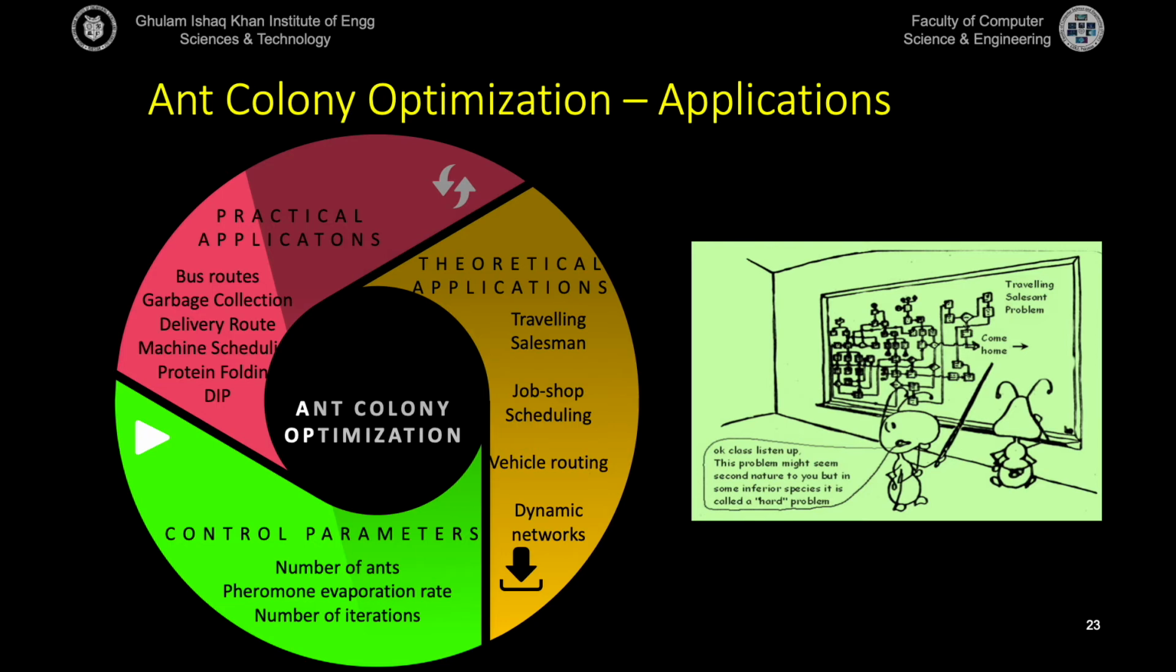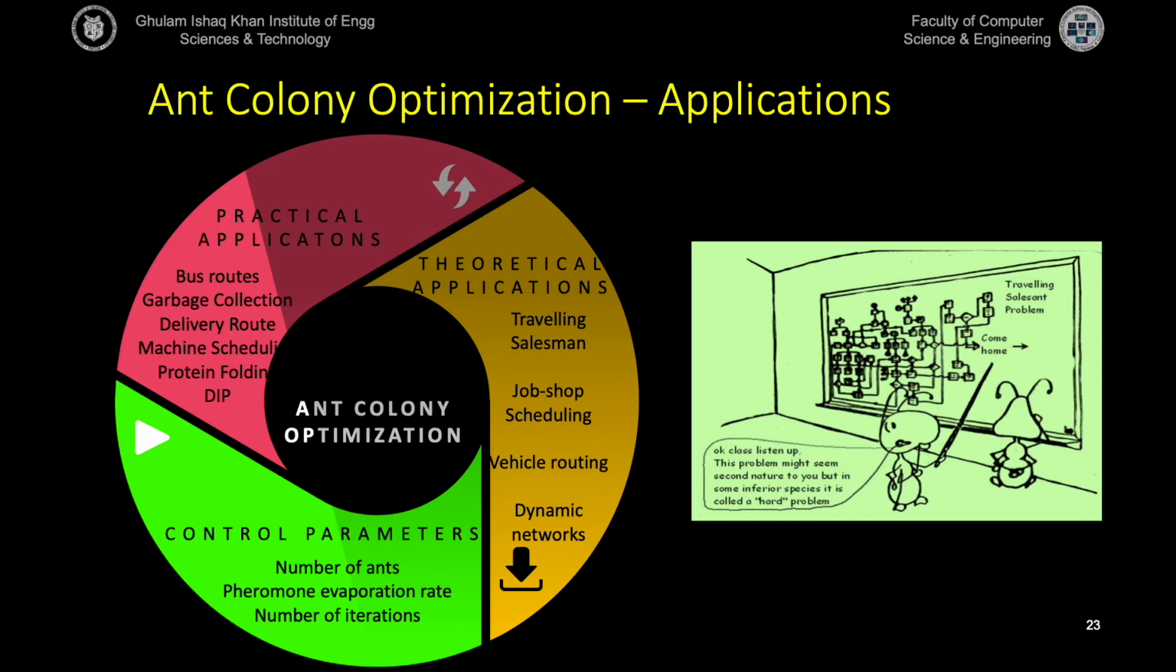And in that case, for example, it can be applied in bus routes, for garbage collection, and for delivery routes. We can schedule things on machines, for example, minimization of transport time for distant production locations. We can work on biological problems as well. For example, the protein folding problem has been shown to be solved using ant colony optimization.